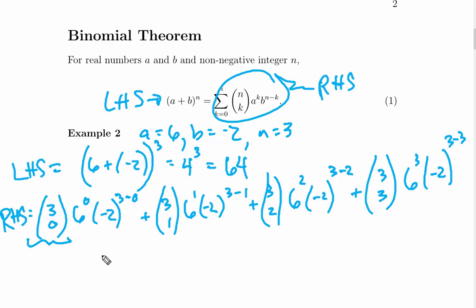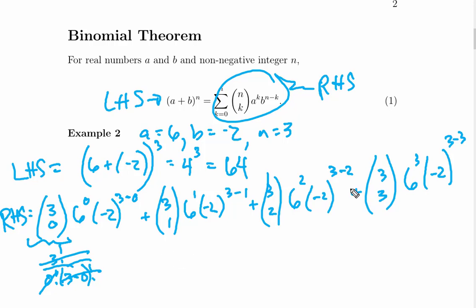What's 3 choose 0? Well, you can do it in your calculator, but I know that it's 1. That's because there's only one way to choose no things from 3 things. There's only one way to do nothing. Actually, that's not true. I've invented all kinds of ways to do nothing, but that's another story. So 3 choose 0 is 1. If you don't believe it, follow the formula. That's 3 factorial over 0 factorial times 3 minus 0 factorial. This is 3 factorial under 3 factorial, so it's just 1.